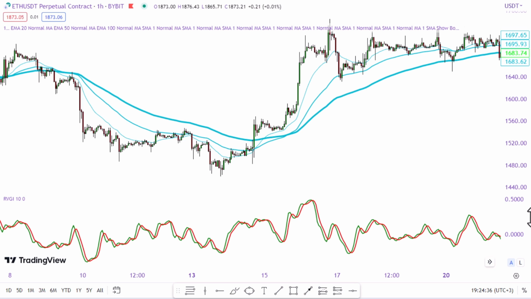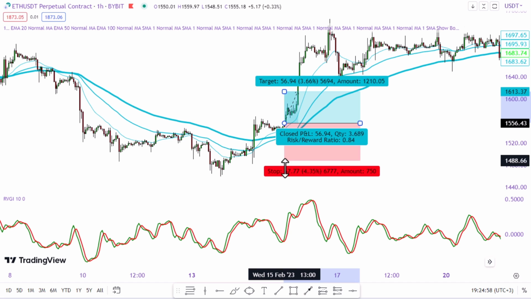Now let's take a look at two setups for the relative vigor index and 3 moving averages trading strategy. For instance, in the first setup, we're looking to buy. In this chart, the 20 period EMA is above the 50 and the 50 is above the 100. So first, we are waiting for the pullback into the exponential moving averages and the RSI oscillator lines to reach the oversold area.